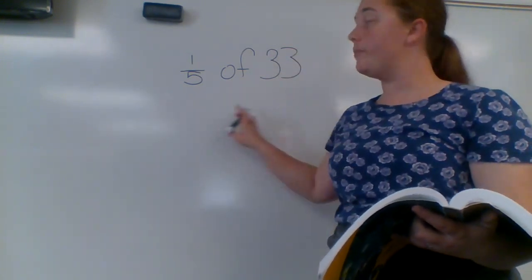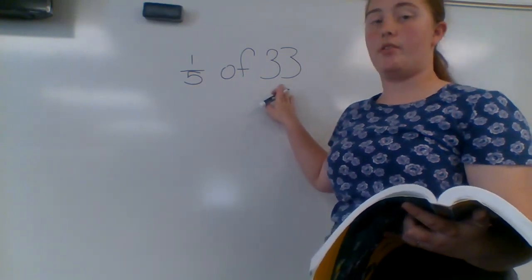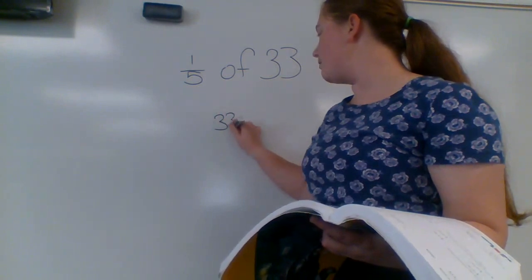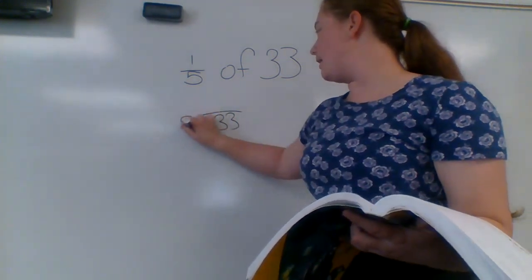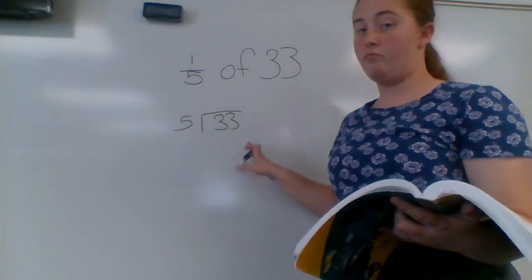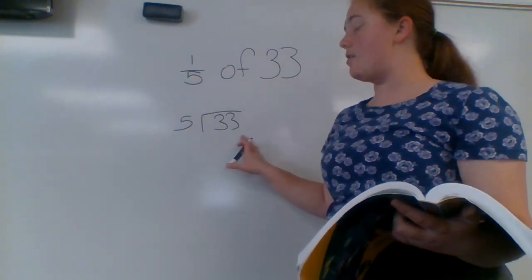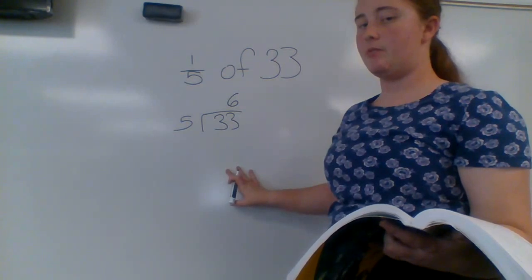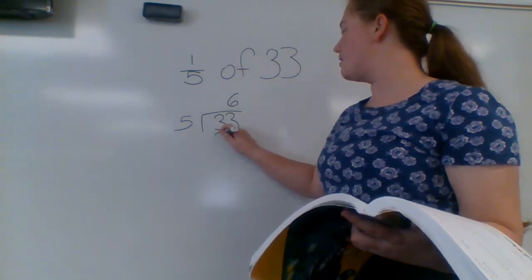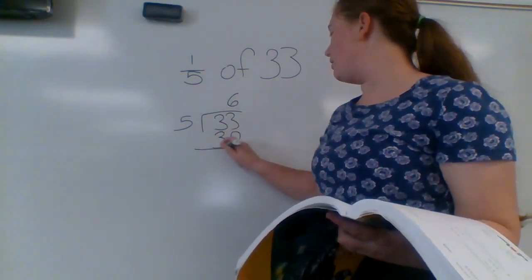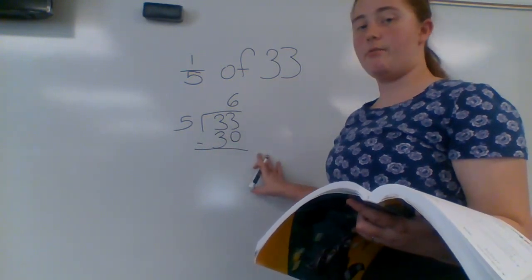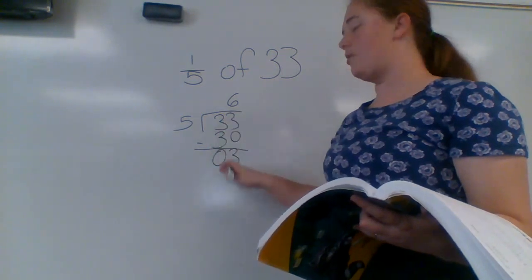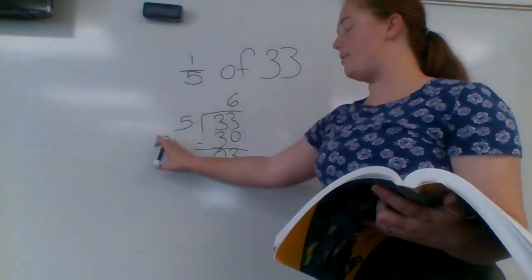It's just dividing. We're doing 5 will go into 33 how many times? So that's 33 divided by 5. That's all that is. And we know that 5 will go into 33, I believe 6 times. 6 times 5 is 30. And 3 minus 0 is 3. 3 minus 3 is 0. 3 is smaller than 5.